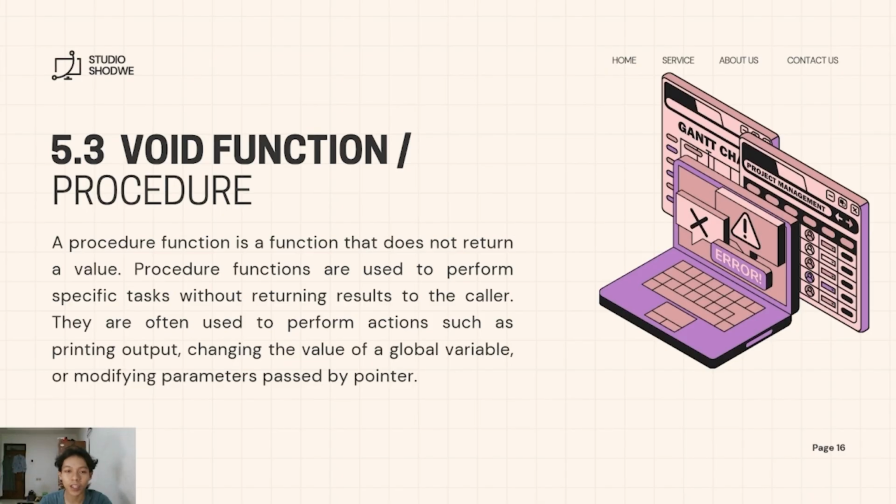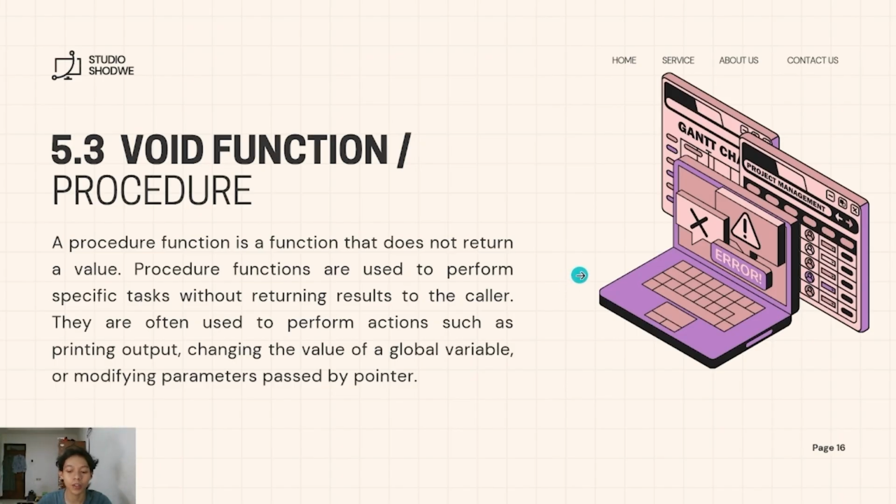This time I will explain point 5.3, namely the void function or procedure function. A procedure function is a function that does not return a value. Procedure functions are used to perform specific tasks without returning a result to the caller. They are often used to perform actions such as printing output, changing the value of a global variable, or modifying a parameter passed by pointer.